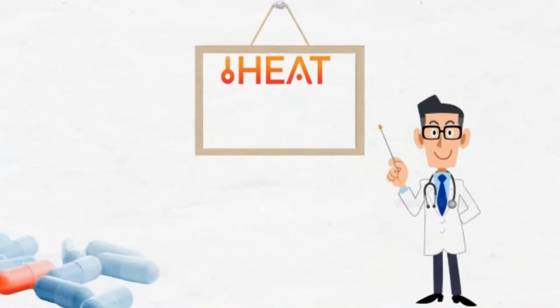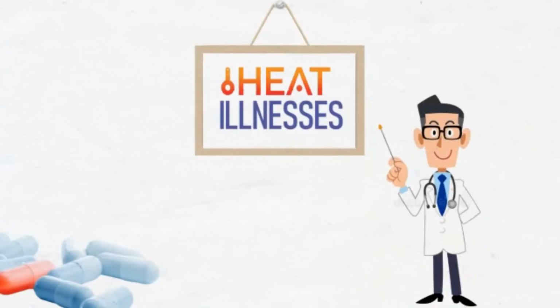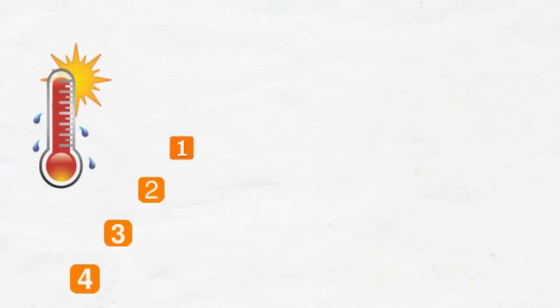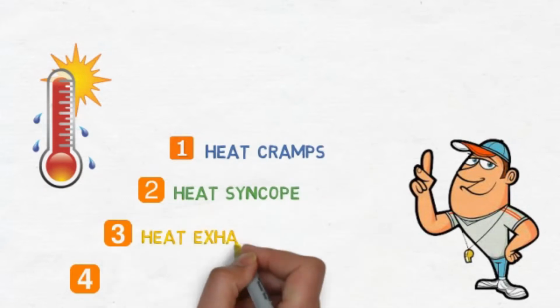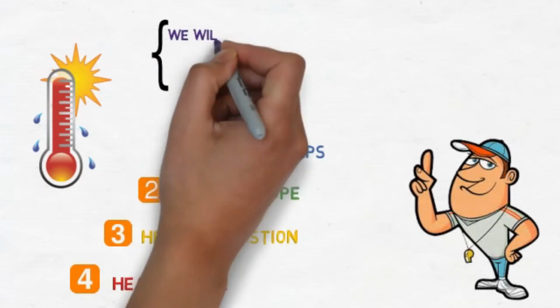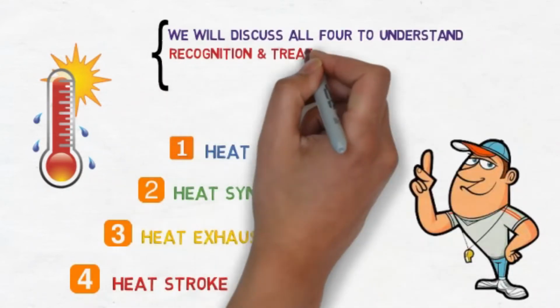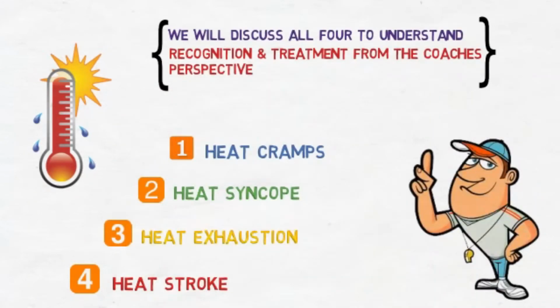Hello. Today we're going to talk about heat illnesses. When temperatures rise, there are 4 heat illnesses coaches should be concerned about for their athletes: heat cramps, heat syncope, heat exhaustion, and heat stroke. We will discuss all 4 to understand recognition and treatment from the coach's perspective.